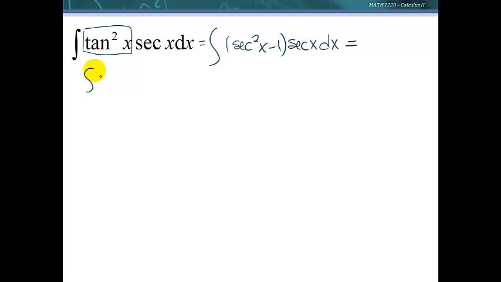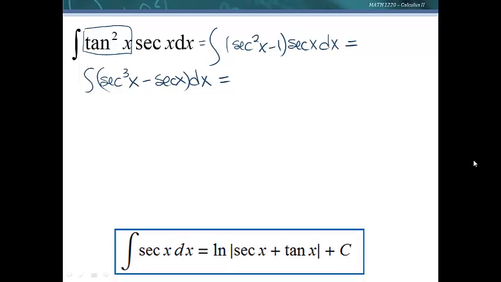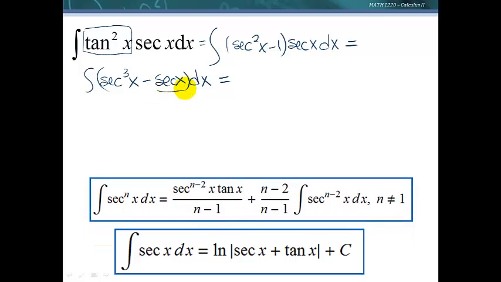And so if we distributed that through, we would have the integral of secant cubed x minus secant x dx. Then from here, we could resort to a couple of formulas that we came up with earlier. We have the formula for the integral of secant, so we could apply that here. And we also have a reduction formula for secant, so we could apply that here with n equaling 3.